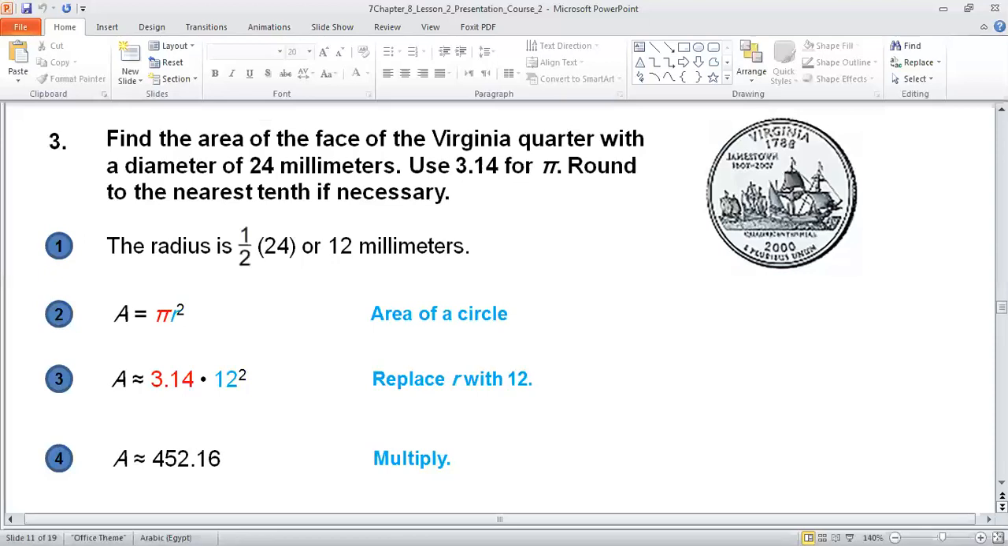How can I find the radius? If I give you the diameter is 24, Faisal, what is the radius here? The diameter is 24. You will divide it by 2. So 24 divided by 2 is equal to what?